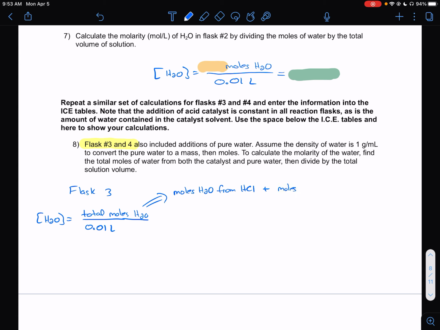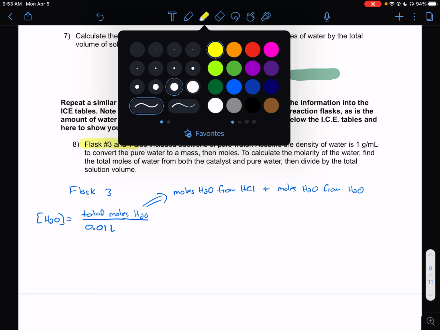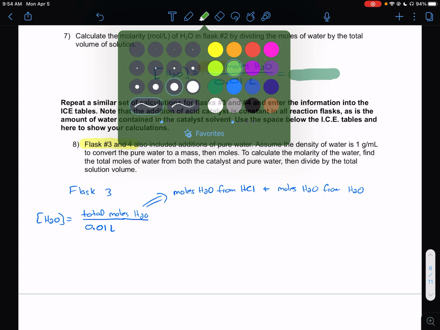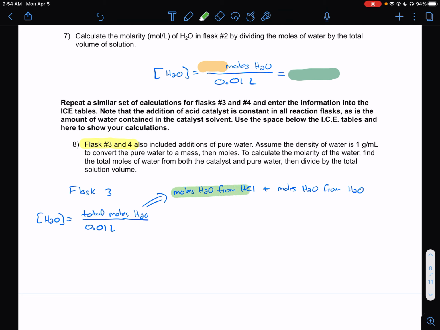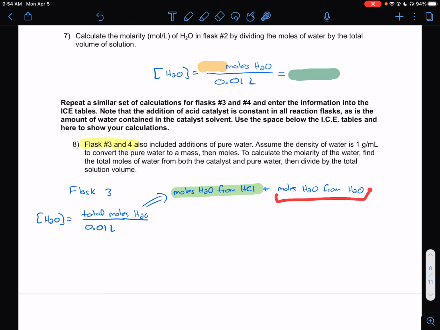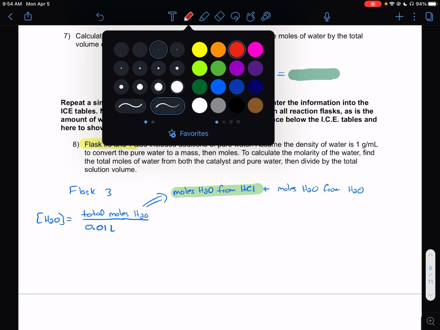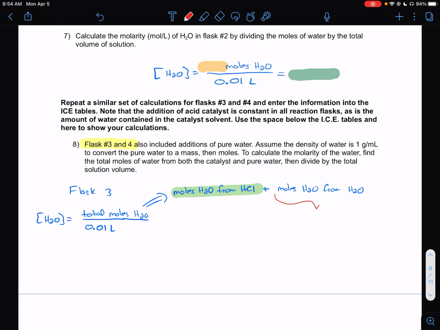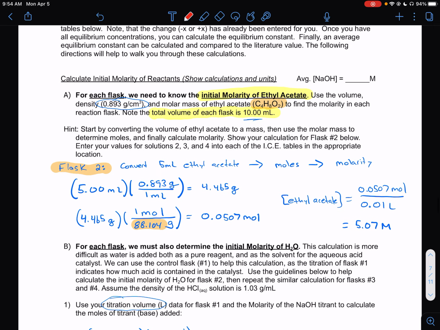moles H2O from pure water. Okay, and so what I mean by that is when we look at that, the moles of H2O from water, these two numbers are the same. So once you have that, we can plug that in. But we also now need to figure out this. And this comes from how many moles of water did we pipette.